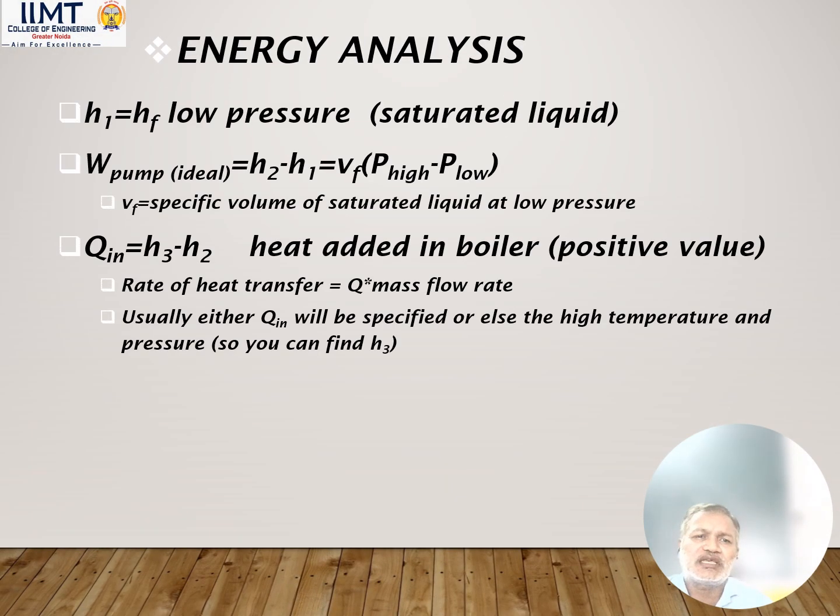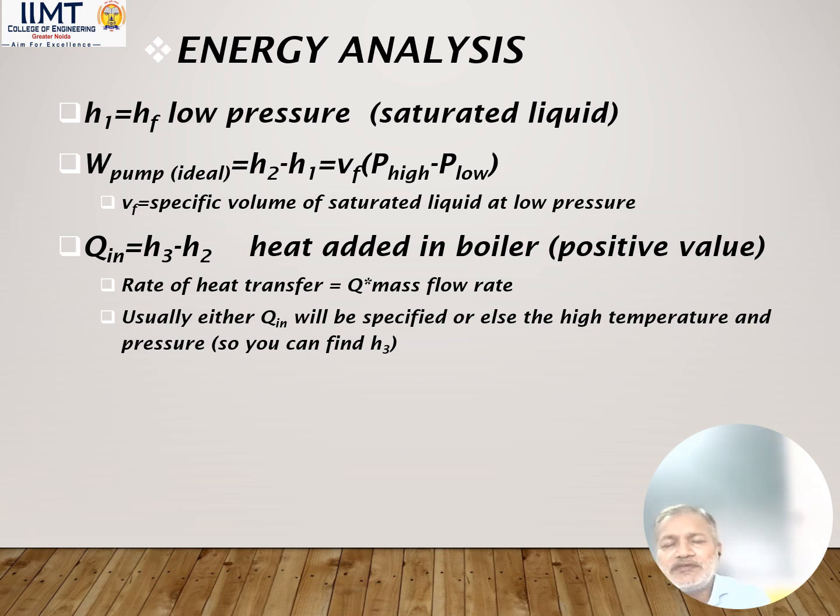So, the analysis of the cycle. H1 equals HF. What is HF? Basically, HF is the saturated liquid. Saturated liquid means what? In the Rankine cycle we are using vapor. So vapor sometimes condenses. So there is a bell-shaped region. On the lowermost corner, the saturated water, that is at condenser pressure.